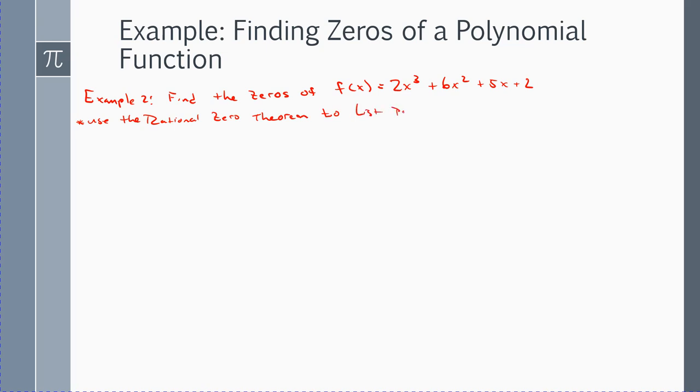to list possible rational zeros. Okay, so the possible rational zeros, it's factors of the constant term, so factors of 2, all over factors of the leading coefficient, which is also 2.